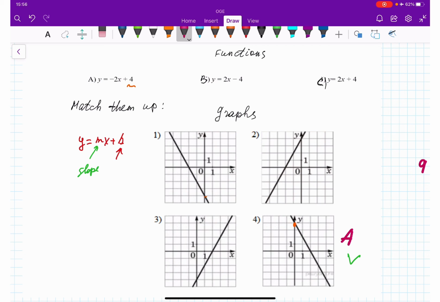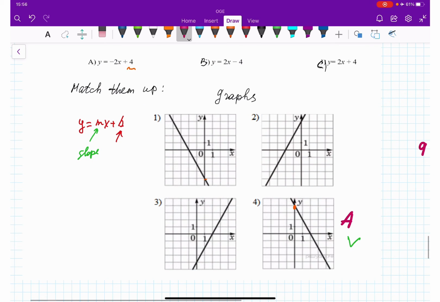Next, B. Y is equal to 2x minus 4. Okay, it's positive. Our slope is positive, which means it's going to be either the second one or the third one. So how are we going to identify? Actually, we can combine and look. Both of them, B and C, have 2x. So one of them is going to be the second graph, one of them the third graph. So we are looking at their y-intercept.